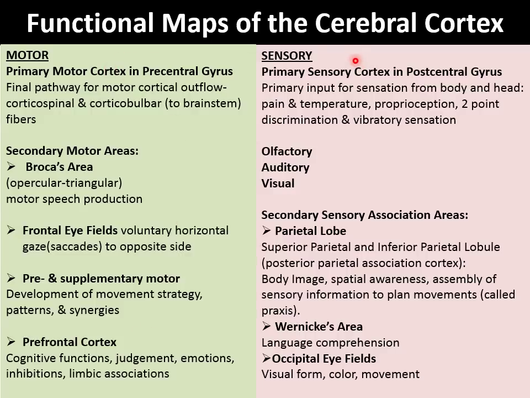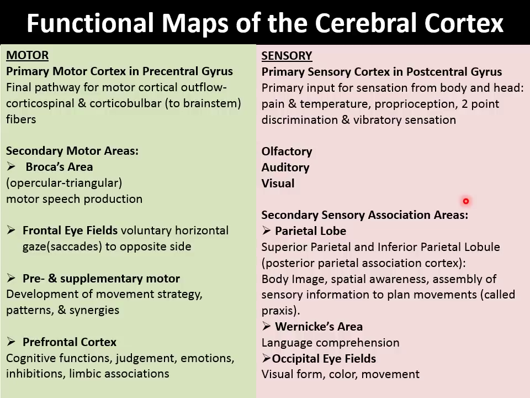And then in the rest of the brain, we see primarily sensory information, and that includes the primary sensory cortex in the postcentral gyrus. It's involved with sensation from the body and the head, that is, pain and temperature, proprioception, two-point discrimination, and vibratory sense. These are the pathways that you would know as the spinothalamic pathway that then comes up to the cortex, as well as the dorsal column-medial lemniscal pathway. And there are also olfactory, auditory, visual, and taste information that comes to the cortex.